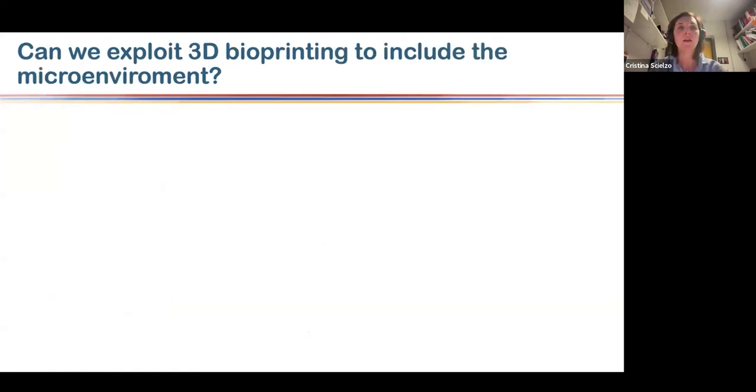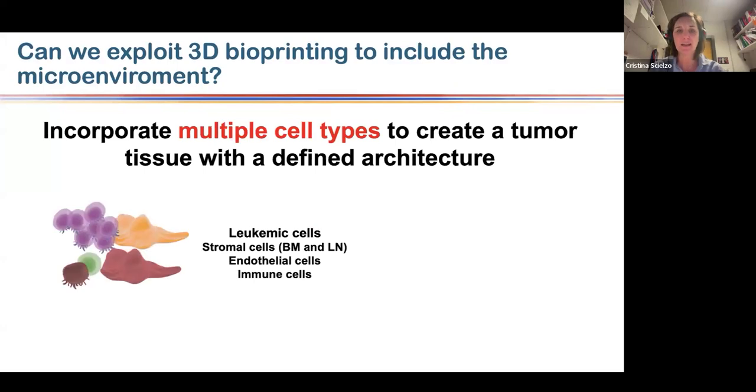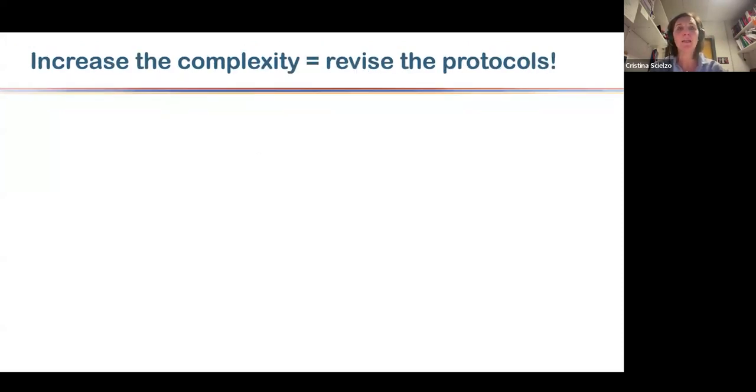But can we exploit bioprinting to include the microenvironment, to incorporate multiple cell types and create a tumor tissue with a defined architecture? In our case, that means adding stromal cells from the bone marrow, lymph node, endothelial cells, and immune cells to build a lymphoid tissue. Yes, you can do that, but please keep in mind that increasing the complexity means you have to revise all the protocols.